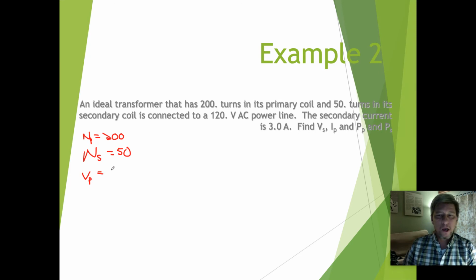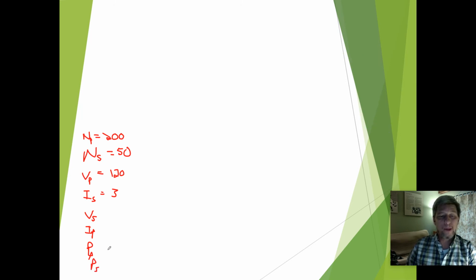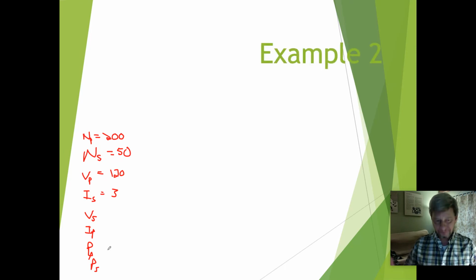So VP is 120, and the secondary current is 3 amps. We want to know VS, IP, PP, and PS. Now, remember the PP and PS are going to be the same, so it doesn't really matter which one we actually calculate.